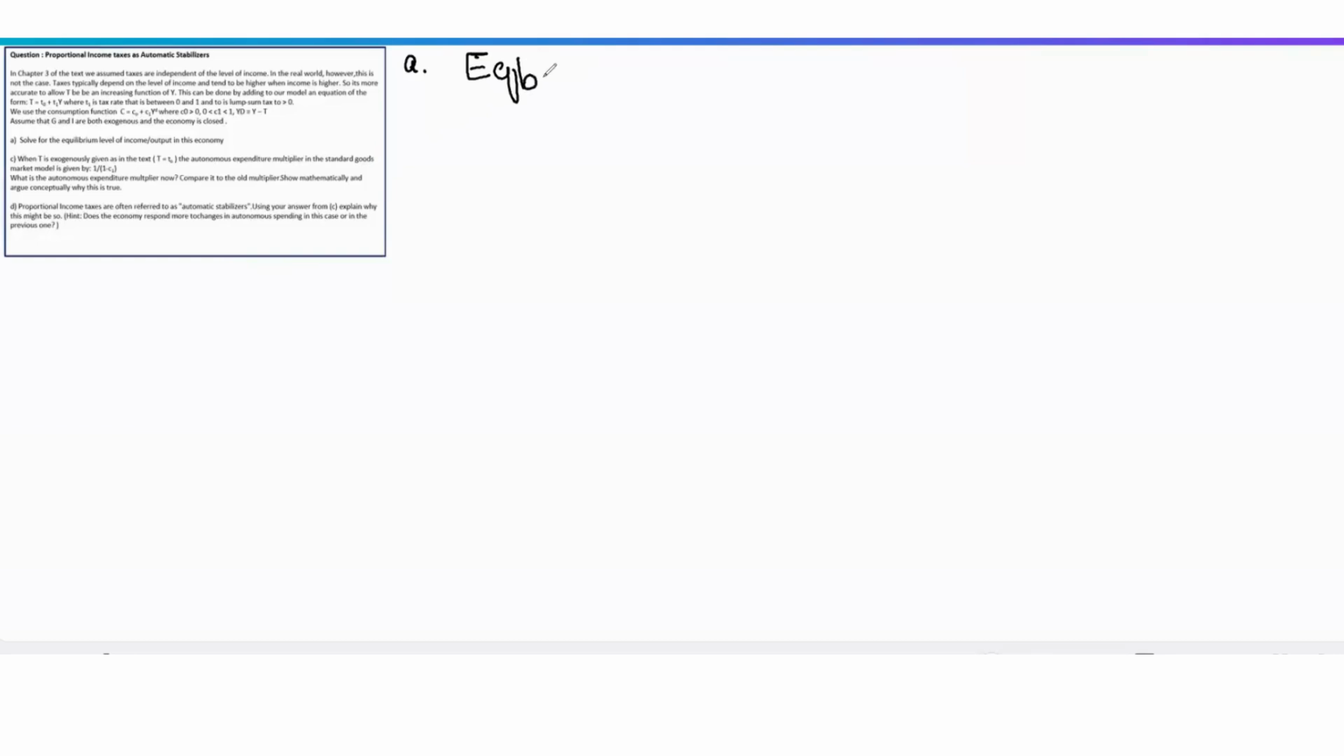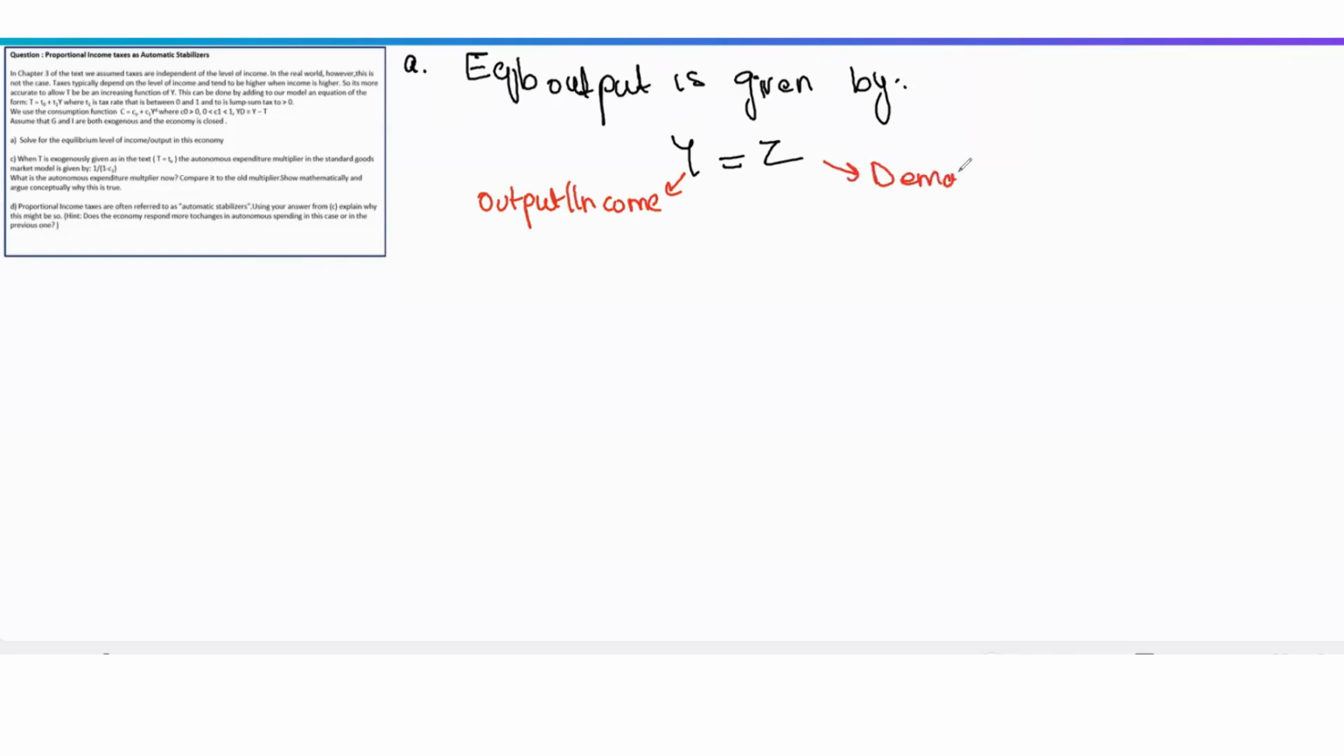So equilibrium output, we know in the goods market model, is given by Y equal to Z. Y represents output or income, and Z represents demand for goods. Where we know Z, the demand for goods, is made up of C plus I plus G plus NX.